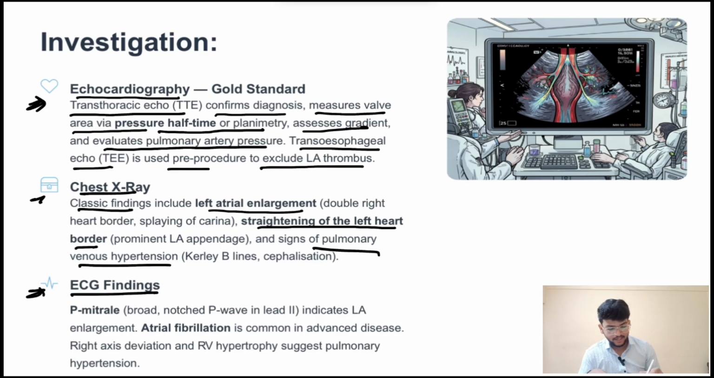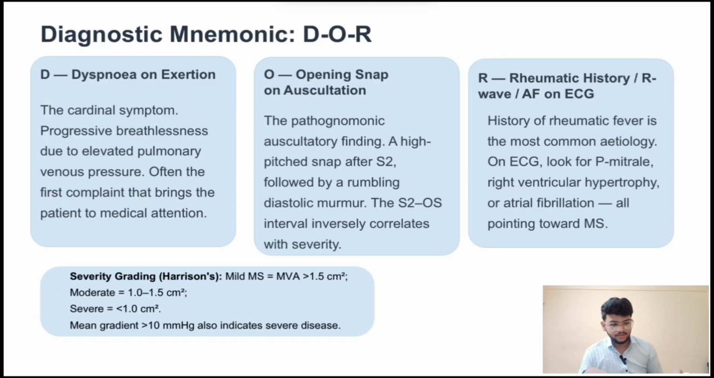Then we have the ECG finding, that is P mitrale. A broad notched P wave in lead 2 is seen, which indicates left atrial enlargement. Atrial fibrillation is common in advanced disease. Right axis deviation and right ventricular hypertrophy suggest pulmonary hypertension.